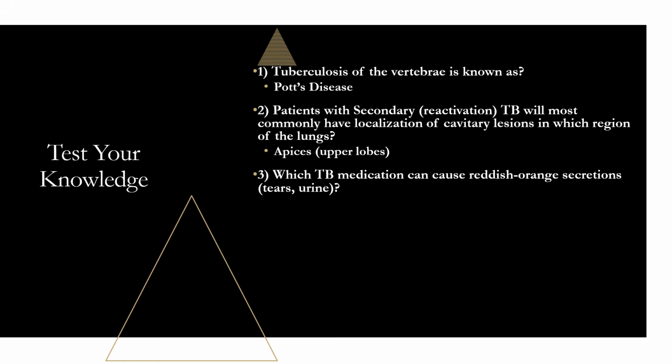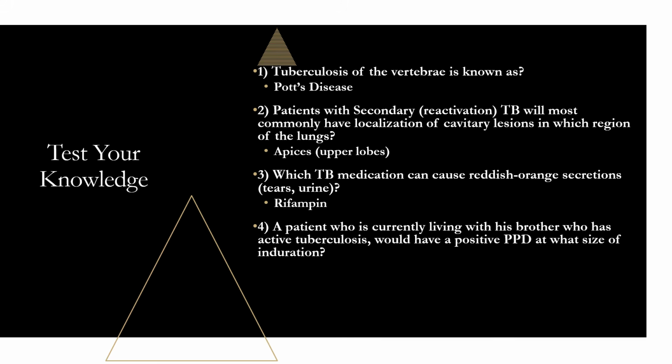Question 3, which TB medication can cause reddish-orange secretions like reddish-orange tears, urine, sweat? That's going to be rifampin. Remember, rifampin R, red rifampin. So question 4, a patient who is currently living with his brother who has active tuberculosis would have a positive PPD at what size of induration? So he's living with his brother who has active TB. What size is that PPD going to need to be positive? Or the minimum size, that's going to be 5 millimeters or greater.